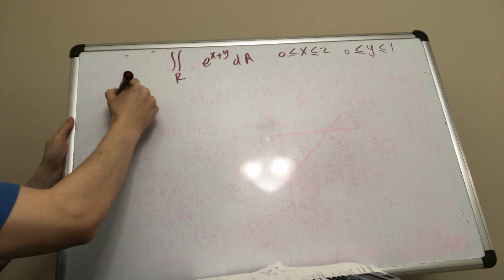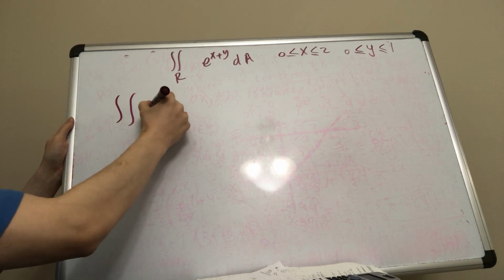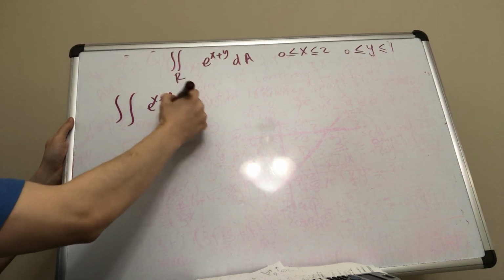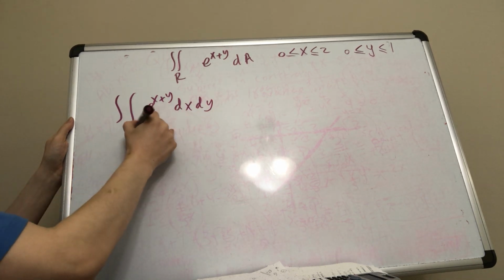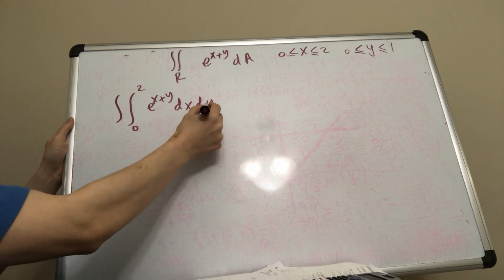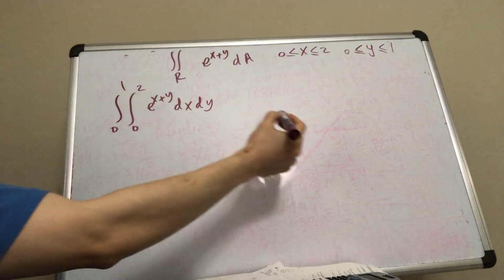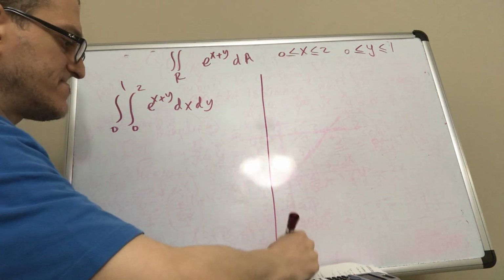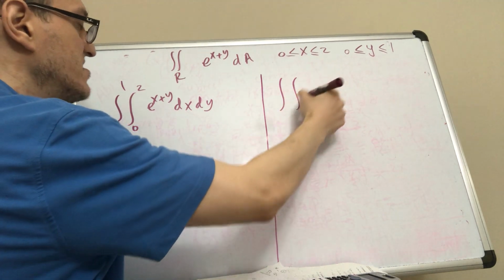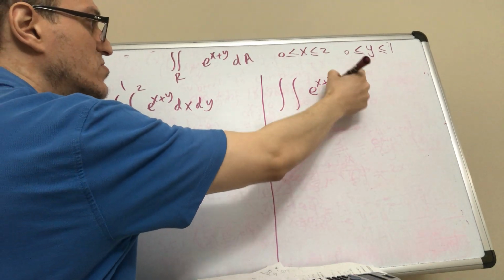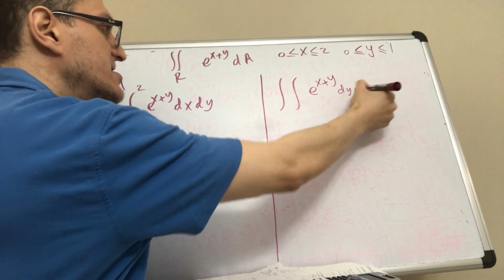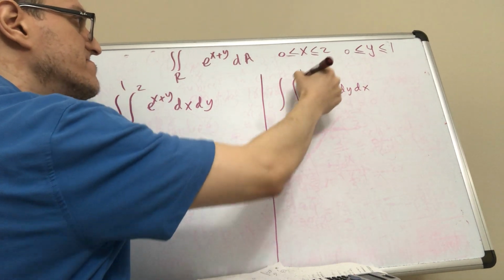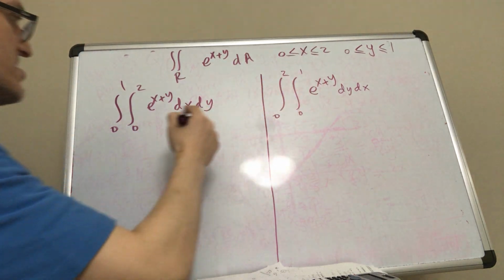I'll do the x first. e^x plus y dx dy. If you do the dx of 0, 2 first, and then this 0, 1. I'm also going to do the other way. e^x plus y, I'll do the dy and then the dx, so the dy 0, 1 and then 0, 2.